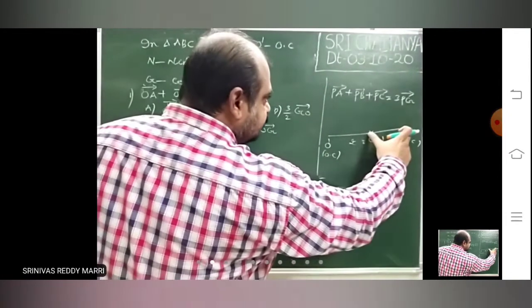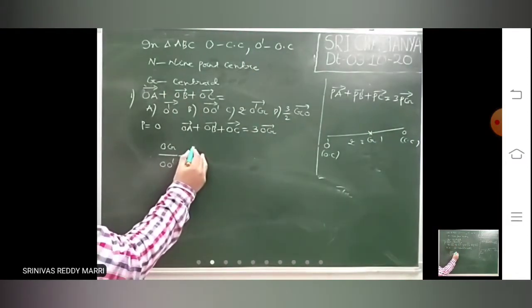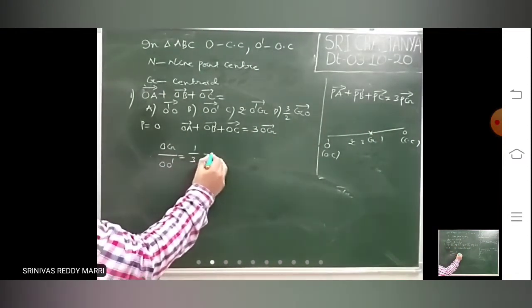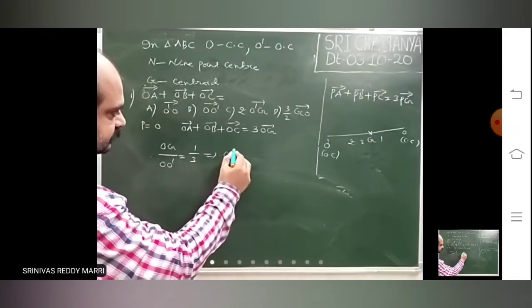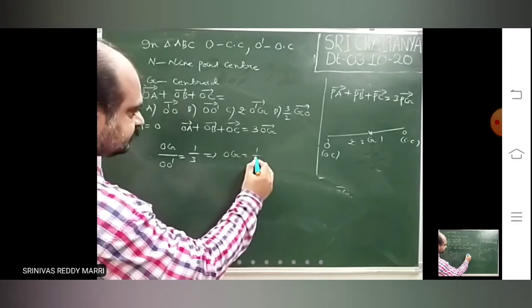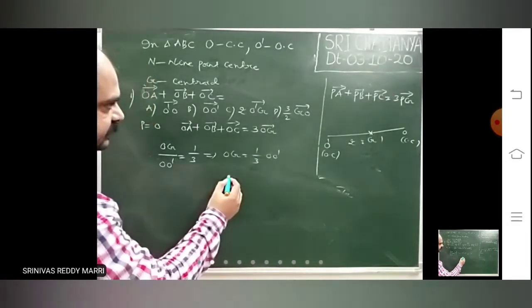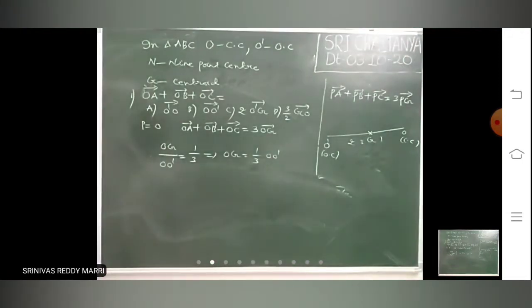So look at, OG is one part, O dash is 3 parts. That means 1 divided by 3. That means OG is nothing but 1/3 O dash.